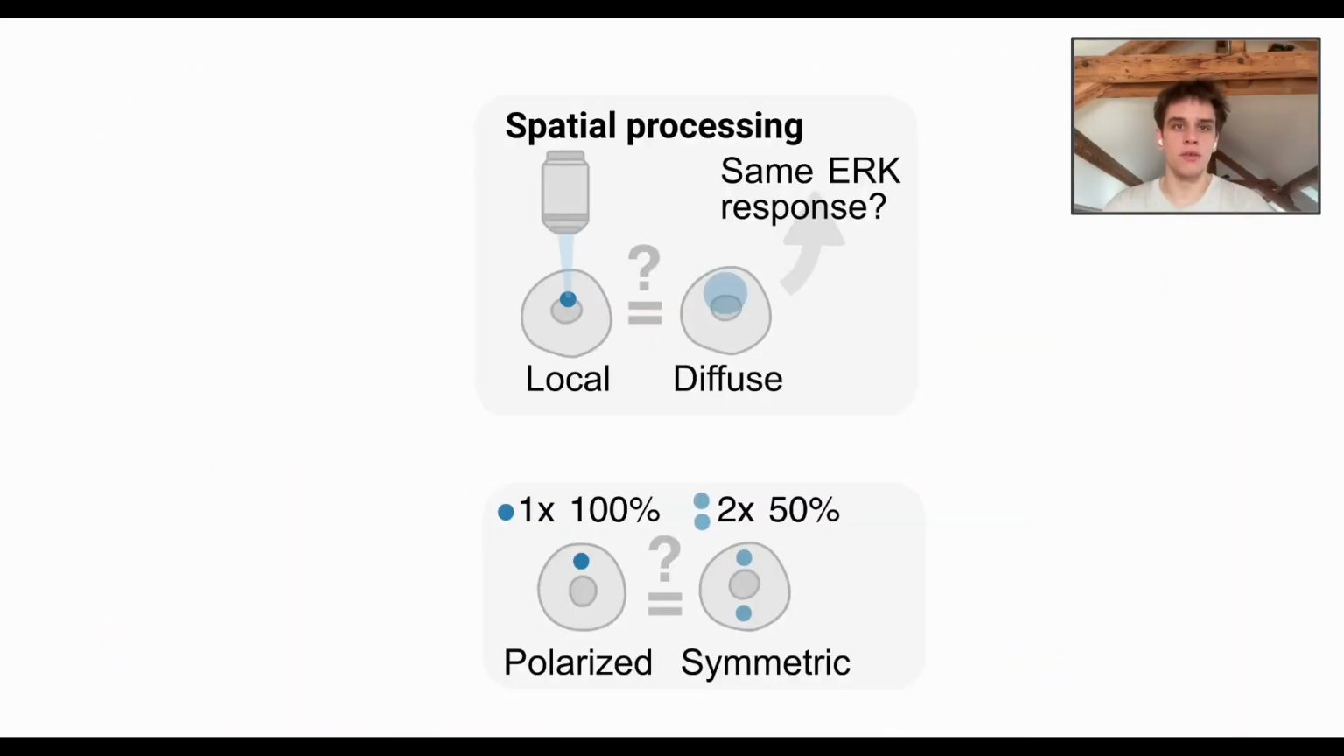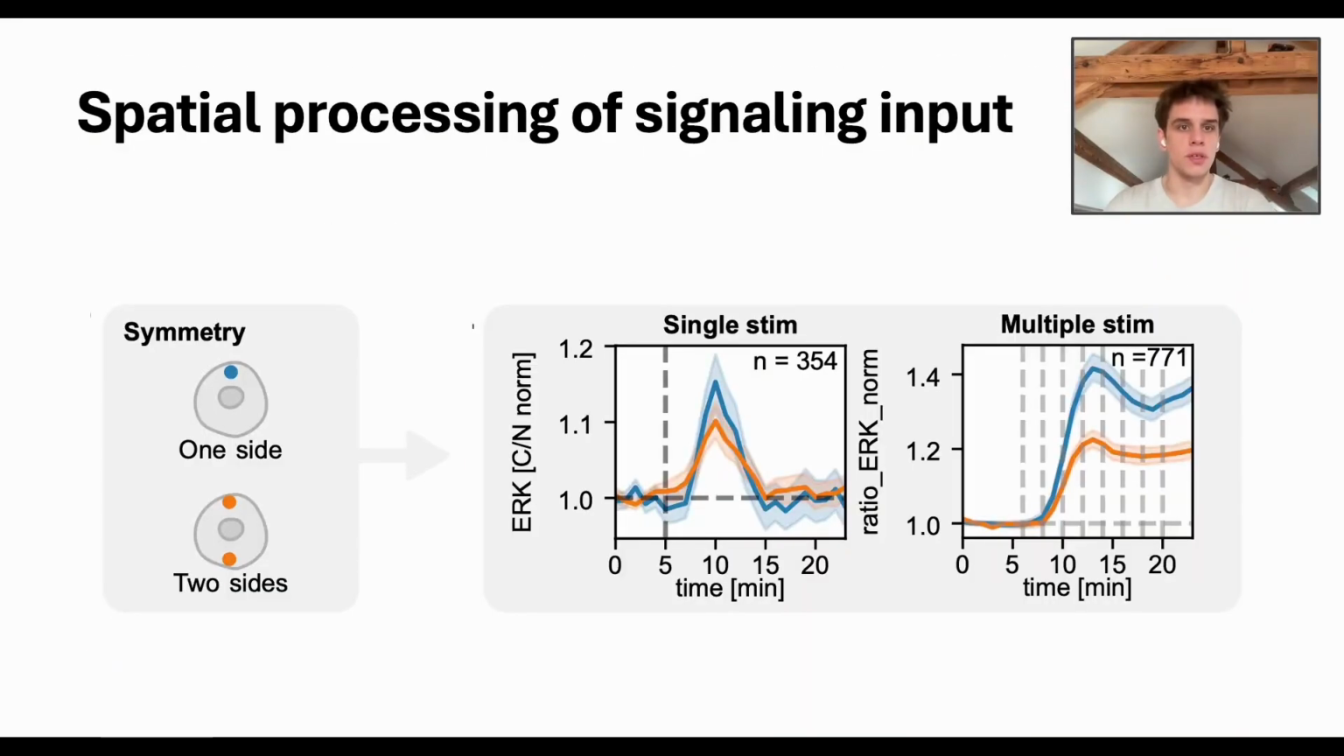Same for this kind of spatial signal processing. We saw that when we split up the light dose on two different areas in the cell, here in orange, the cell has a much smaller response than if we concentrate the light on the one edge, which means there's some kind of excitability that is very local and spatially controlled.